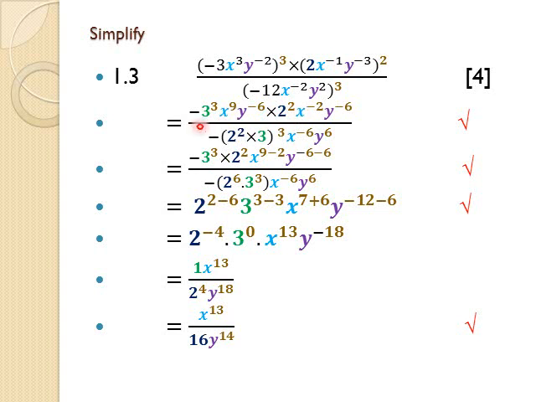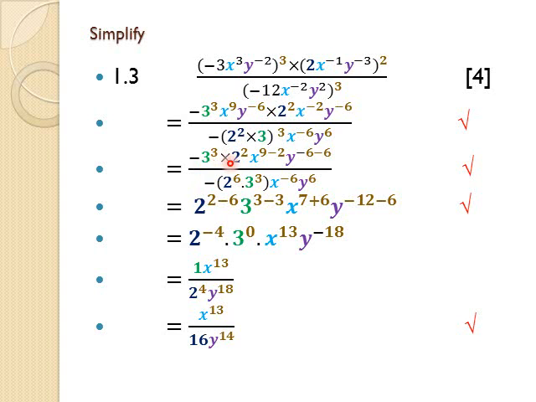X and x, bases are the same, we're multiplying, so we add the exponents, so that becomes 9 minus 2. Y times y, negative 6, right? Add the exponents. The bottom now, 2 times 3 would give me 2 to the power 6. And 3 to the power 1, 1 times 3 would give me 3 to the power 3. My x is still negative 6 and my y is still 6. Right? Negative divided by negative would become a positive, so the negatives fall away.